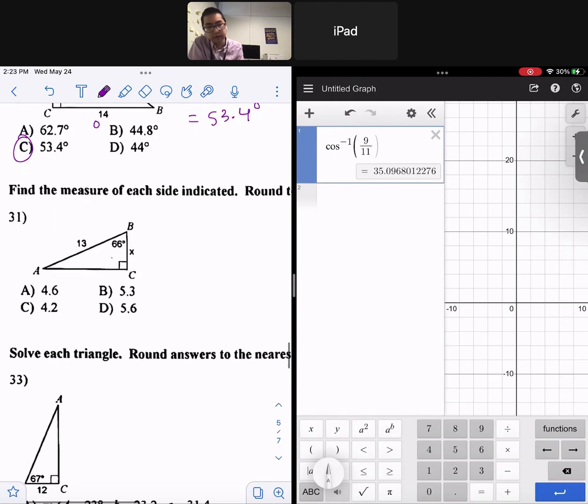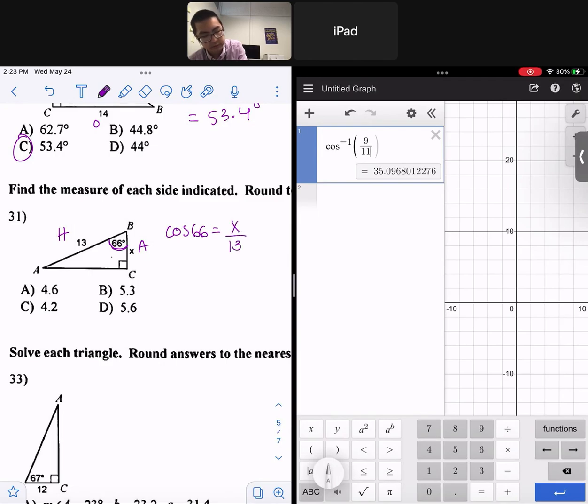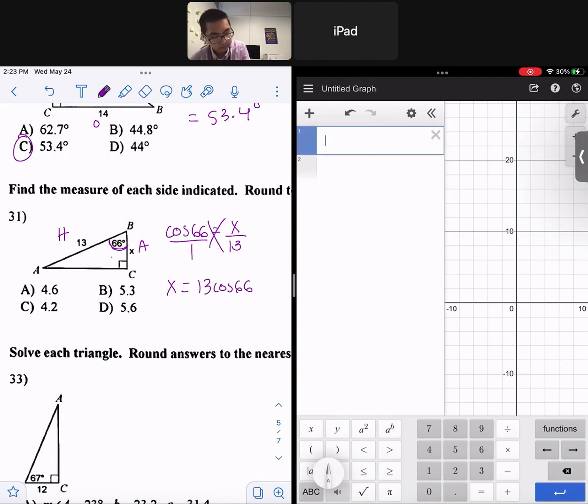This one, you have to find the measurement of the side. So again, in the perspective of this angle, this is hypotenuse, this is adjacent, so it's going to be cosine 66 equals adjacent over hypotenuse, and this is where you have to cross multiply. X equals 13 cosine 66, so 13 times cosine 66, round it to the nearest tenth, 5.3, which is B.